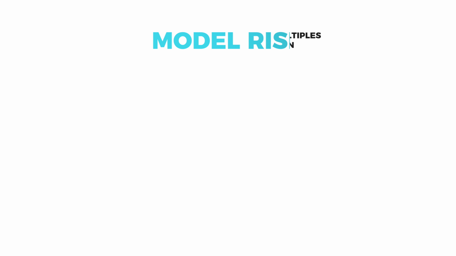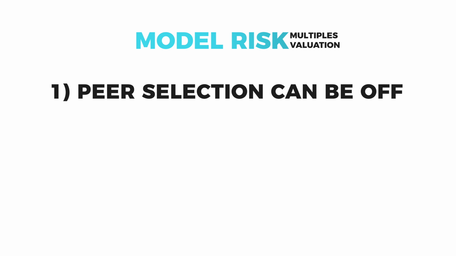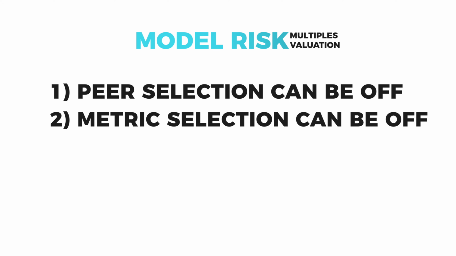But let's talk about what this means and what types of risks are inherent in these types of models. So let's talk about risk first. So number one, you have to pick the right peers, right? So there's judgment involved in picking the right peers. And then number two, picking the right metric, right? Is it price to earnings? Is it price to cash flow, price to book value? And that's going to be different for probably every person and maybe every stock, right?